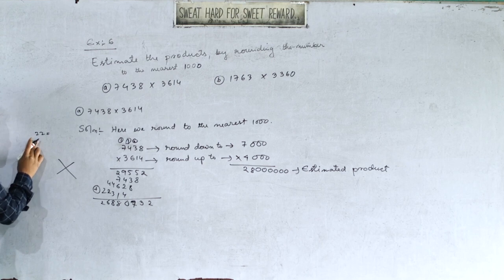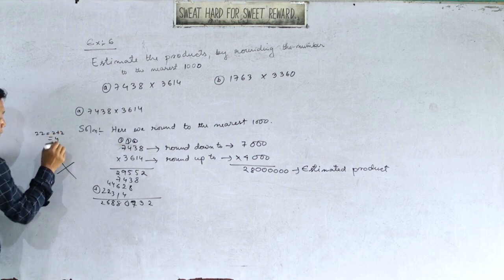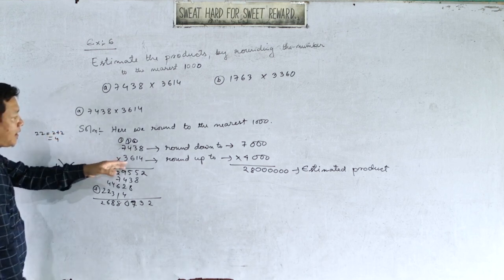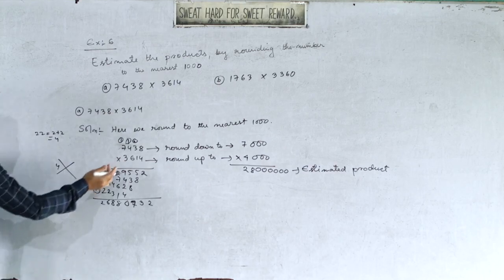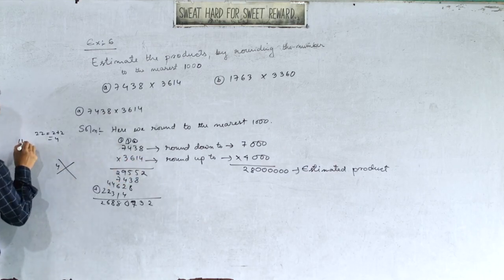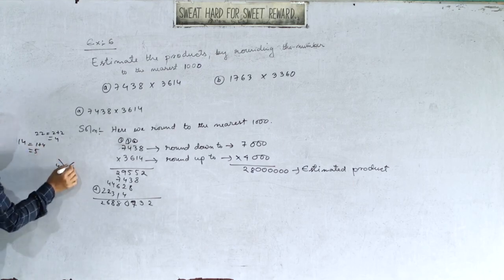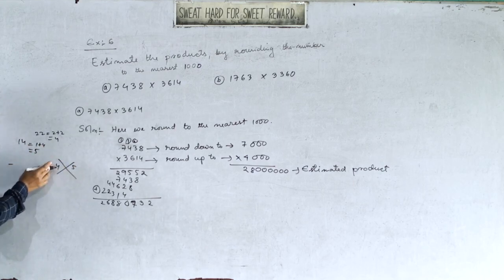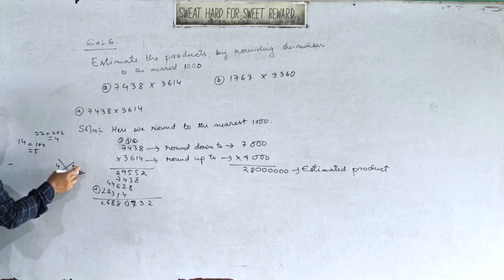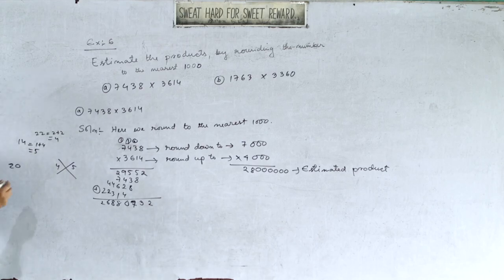We can write this number: 2 plus 2 equal to 4. 4 is there. Then add the multiplier. 9, 10, 14. 14, this number, 1 plus 4 is equal to 5. Multiply it. Multiply the sum of multiplication and the sum of multiplier. 20. It makes 20. We can write this number here.